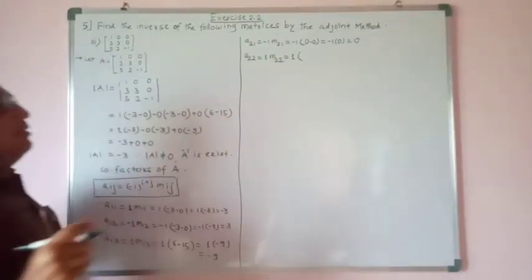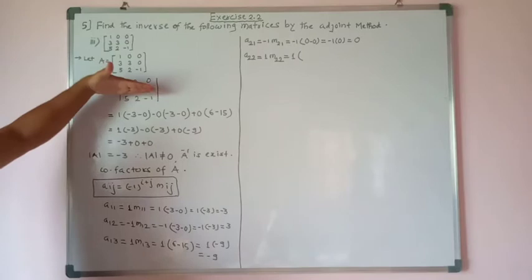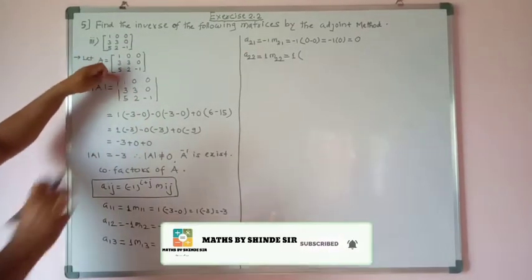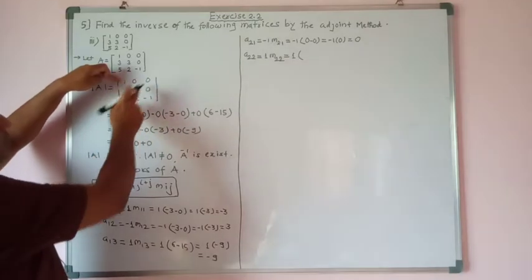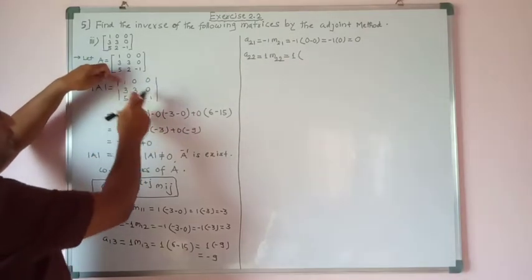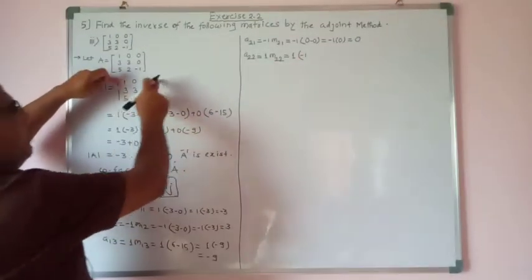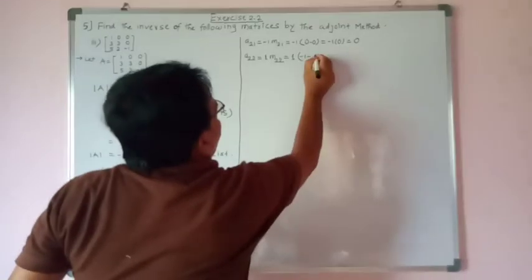What is the value of M22? Leaving off the second row and second column, we use the cross product of the remaining elements 1, 0, 5, minus 1. 1 into minus 1 is a minus 1, and 5 into 0 is 0.